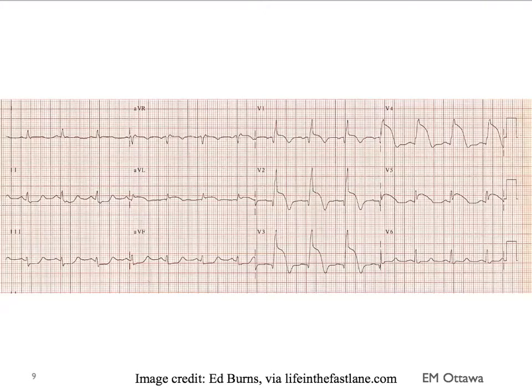We'll focus on ST elevations for now. Which leads do you see ST elevations? Lead V1, and that's the baseline. V2, V3, 4, and 5 are fairly obvious. Do you see ST elevation anywhere else? There's a very subtle ST elevation in AVL.